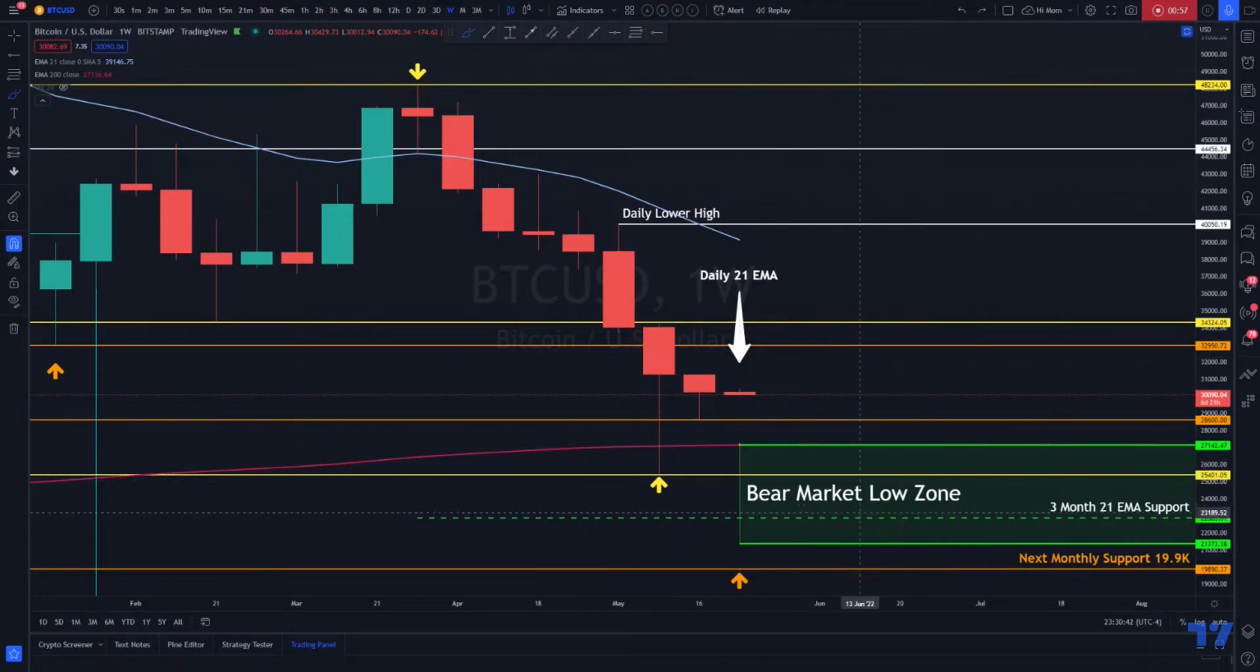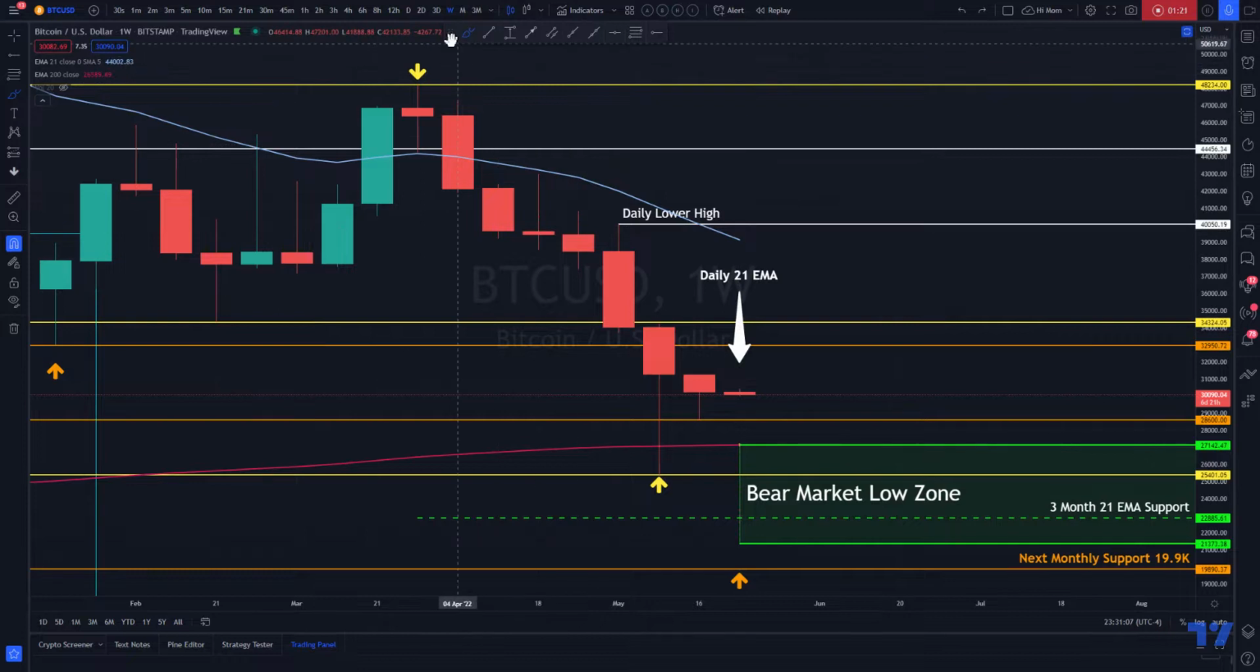What's also important to note is that Bitcoin has been trending the 3-month 21 period exponential moving average since its inception on the Bitstamp chart, which is right now around $22,885. So these are three levels to take note of if price continues to break the daily lower lows, which is the subject of today. So that's your weekly look.